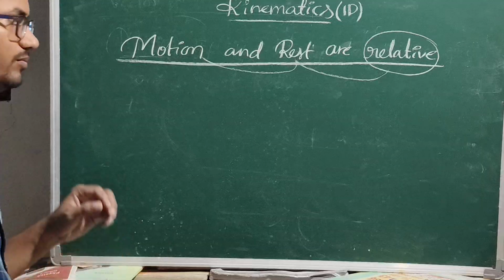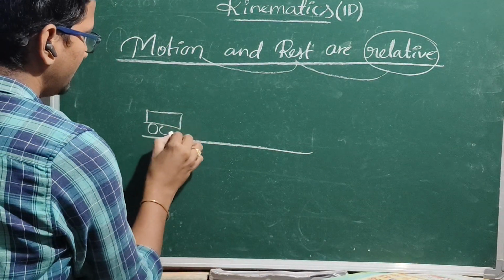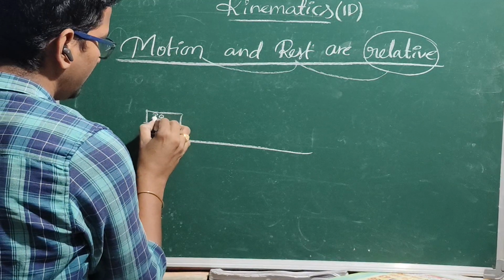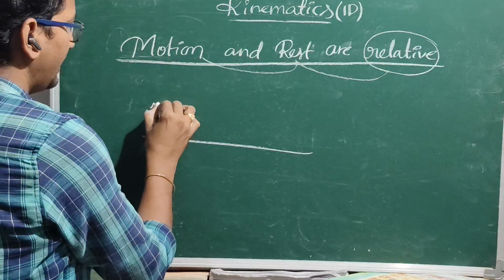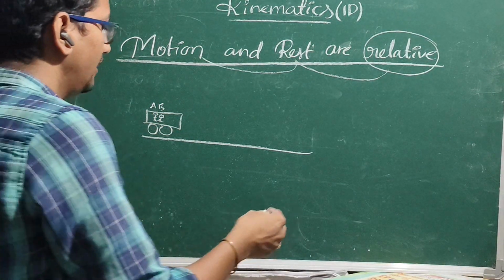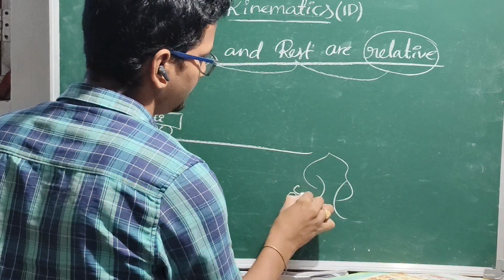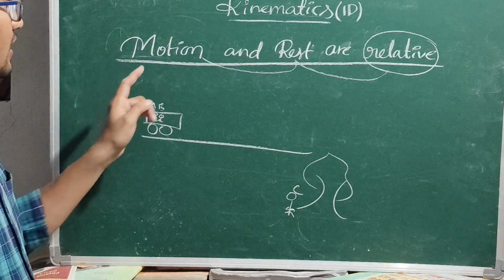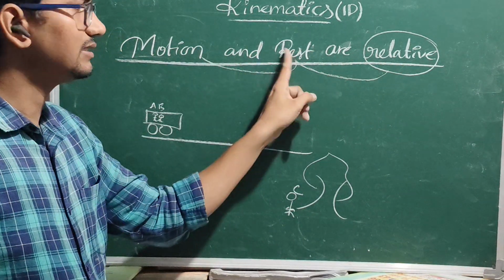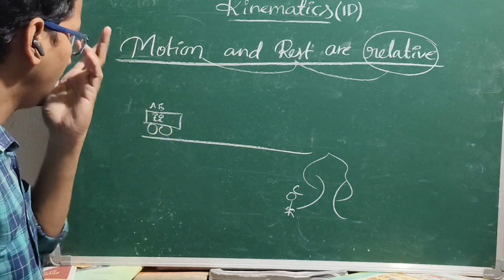One example will be simple. We can say one vehicle is there. A person and B person are sitting beside you. A and B, only two persons are sitting in a single seat. Okay, and one tree will be taken. A person is standing here, that is the C person. Okay, simple. See, what is meant by motion and rest are relative? At the same time, motion happens and rest also happens. That is called motion and rest are relative.